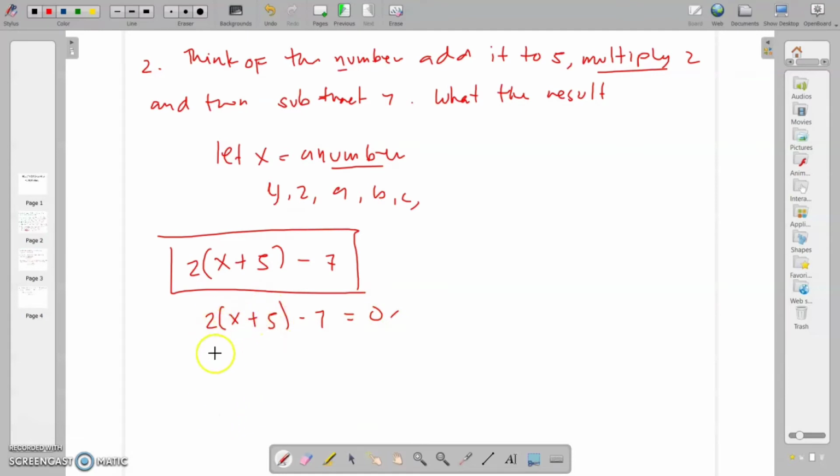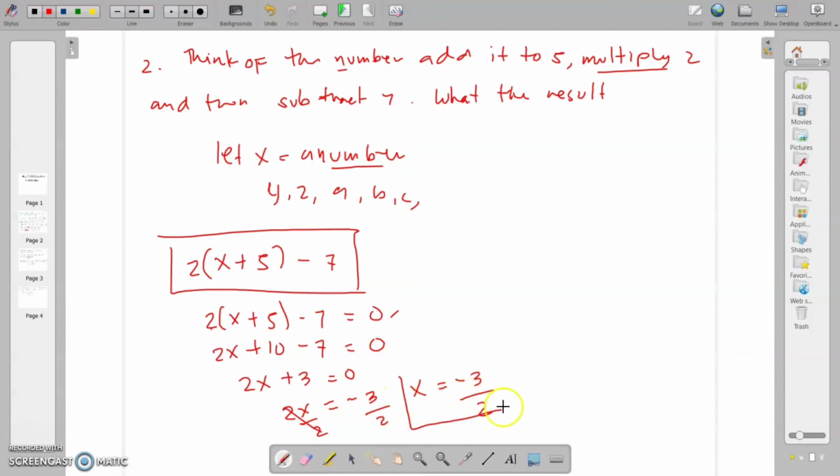Then, 2x, 2 times 5 equals 10, minus 7 equals 0. So, take 2x, then 10 minus 7 equals 3. To get x, transpose the positive 3 into negative 3. Then, divide by 2 to get x. So, it equals negative 3 halves. So, that's it. Next, in number 3.